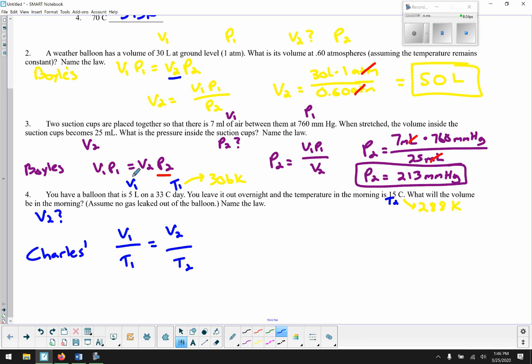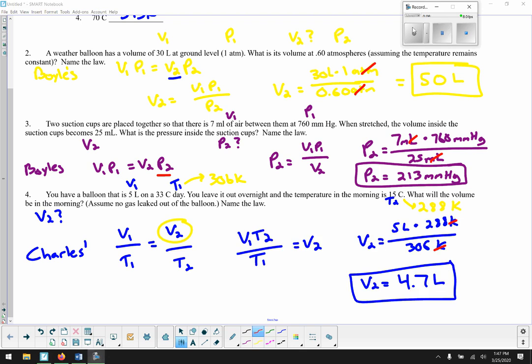So when they're multiplied, that indicates that they have an inverse relationship, and when they're divided, that indicates that they have a direct relationship. So back to the problem, we are looking for the second volume here. So we're going to rearrange this by multiplying both sides by T2, and then we'll plug in all our numbers.